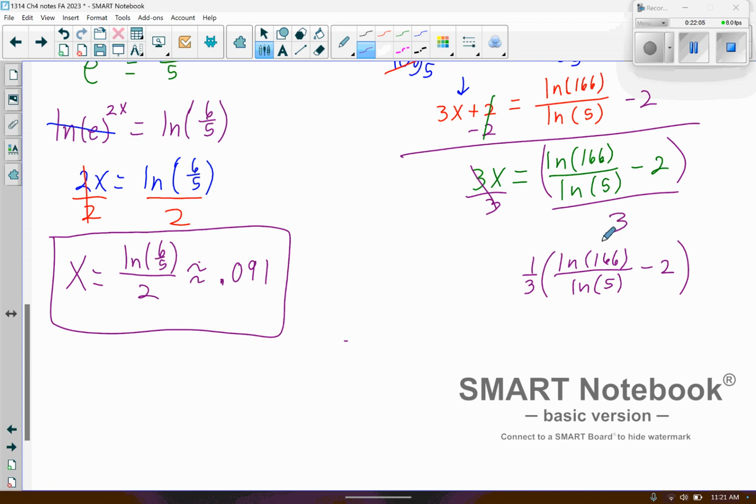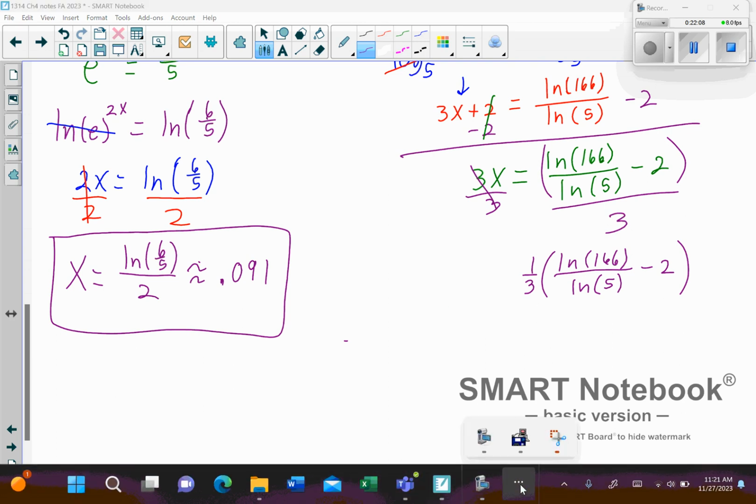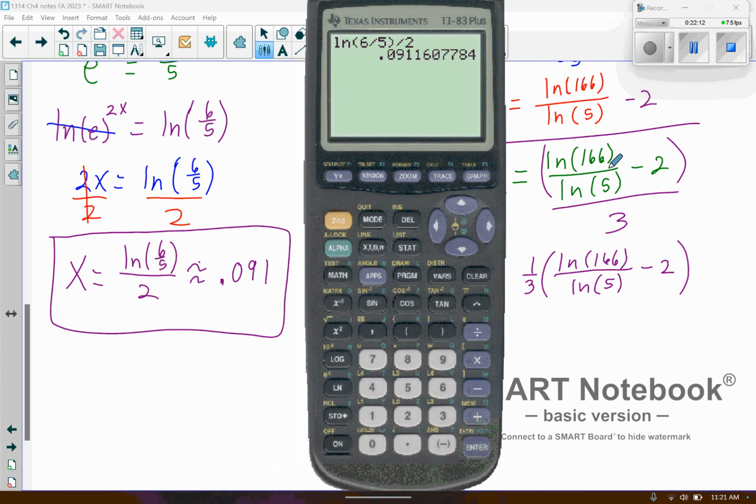And so this is where I said it kind of gets a little tricky when we put it in the calculator. You can put it in either way. You just want to make sure you have those parentheses. If I put in the 1/3, I'd want to put that 1/3 in parentheses just to be safe. I don't think it would actually matter in this case, but I just want to be careful. And then open parentheses, we're going to have natural log of 166 divided by natural log of 5. Close that parentheses. You want to make sure you close it. And then I'm going to subtract 2. Then close that parentheses that I originally opened when I began the natural log part of it. So I'm going to go ahead and press enter.